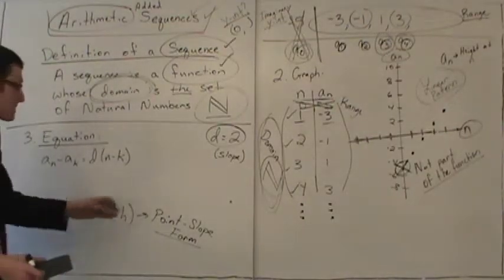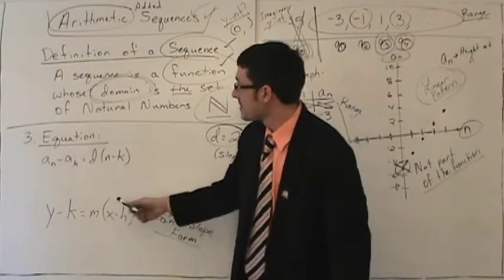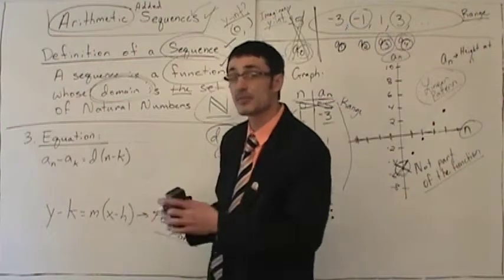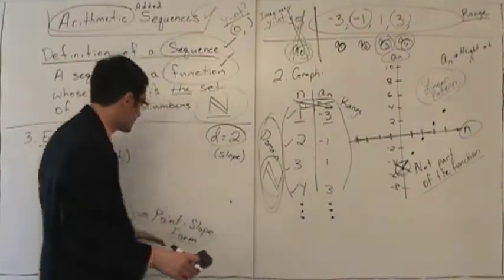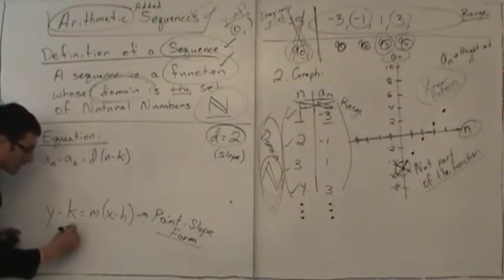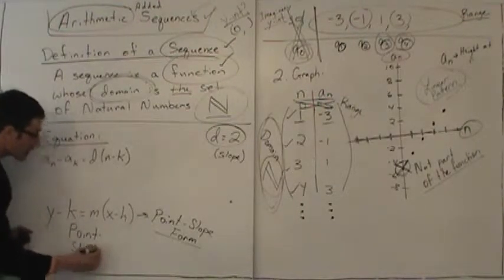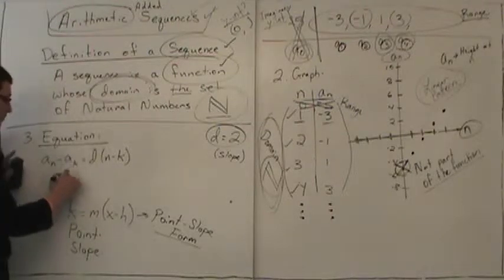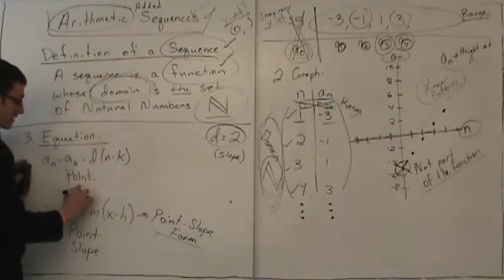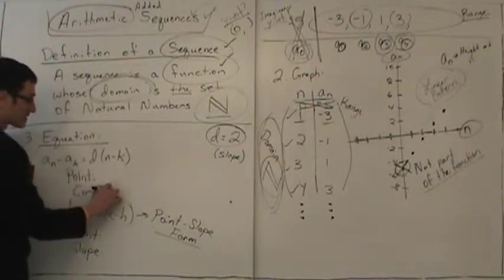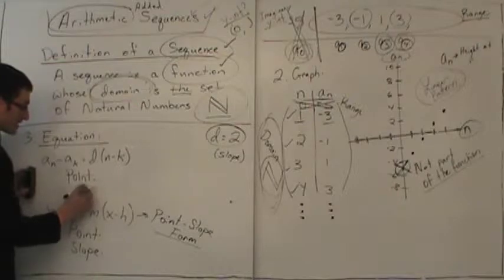Notice y minus k equals m times quantity x minus h was our equation for point slope form of a linear function. A sub n minus a sub k equals d times quantity n minus k is similar to that. We can think of this as point slope form for an arithmetic sequence. And just like for a linear function, we needed what? We needed a point and we needed a slope. Same thing for an arithmetic sequence, except we need a point and we need a common difference, just the variable d.